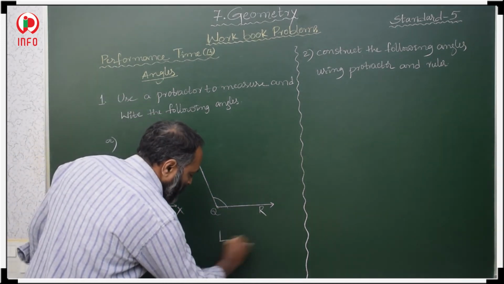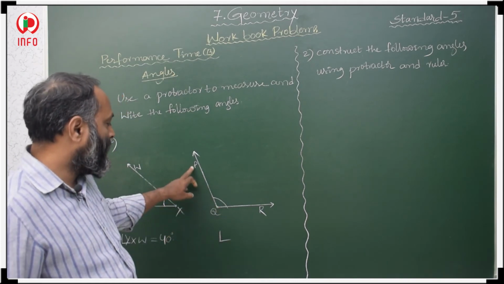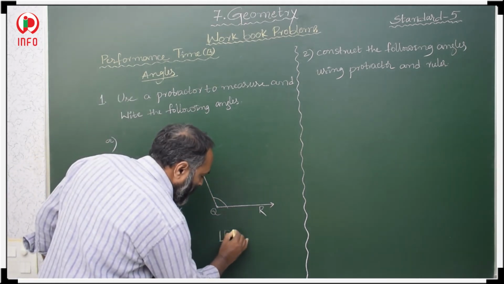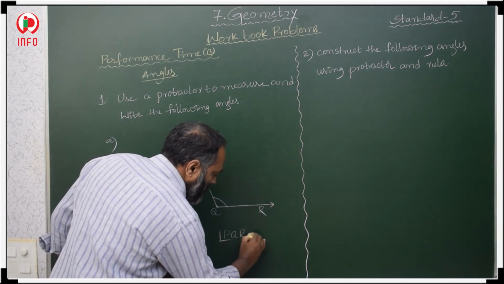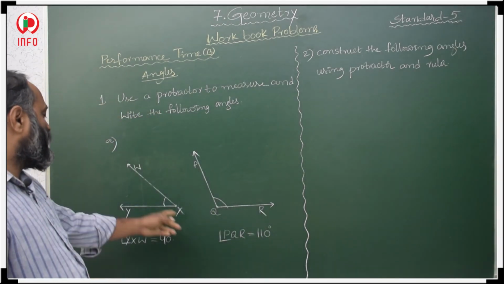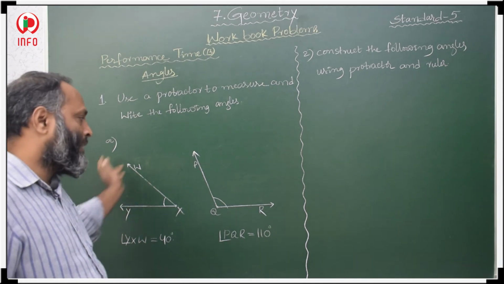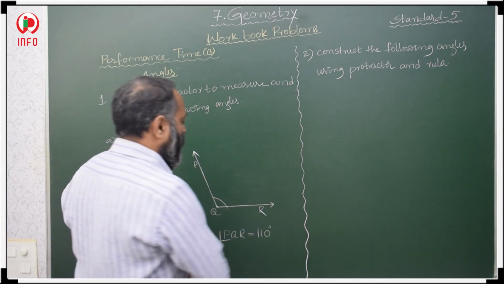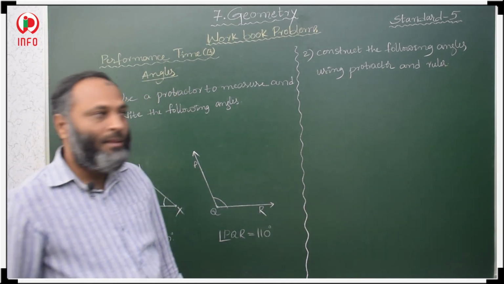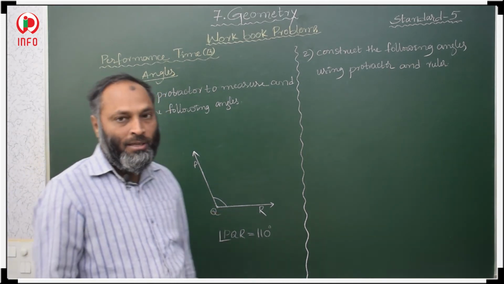Then how to represent the angle? First we have to write the angle symbol. Then this vertex we have to keep in the middle: P, Q, R. Angle PQR is 110 degrees. If the ray is towards the left, we have to take upper values. If the ray is towards the right, we have to take inside values. This is the method to measure using a protractor.